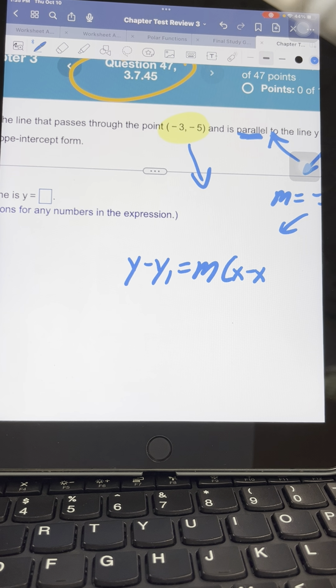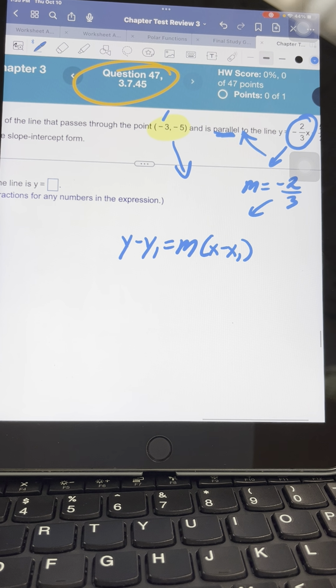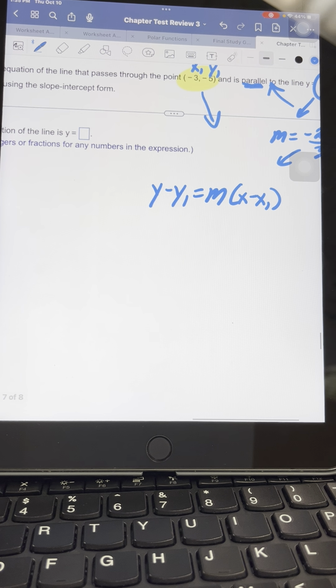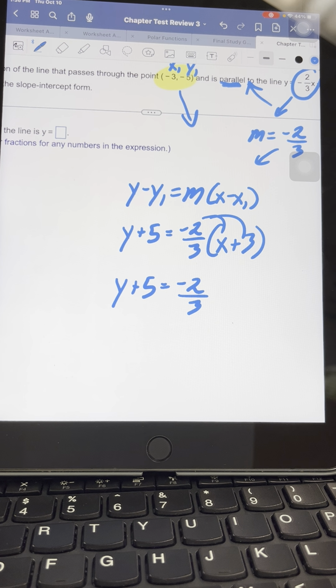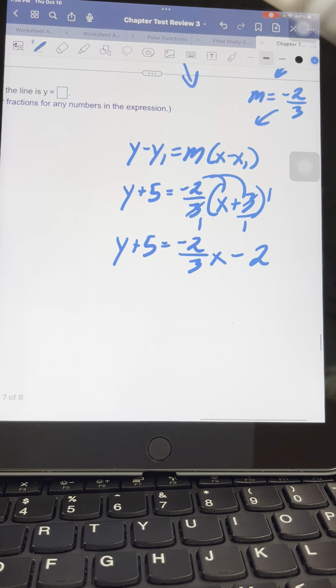So this is my x1, y1. So y minus negative 5, which is plus 5, equals slope, which is negative 2 over 3, times x plus 3. Boom, boom. Plus 5 equals negative 2 over 3 x. What is 2 over 3 times 3 over 1? It's going to be negative 2, because this cancels out, and now I'm going to minus 5, minus 5. Now this is y equals negative 2 over 3 x minus 7. That's my final answer.